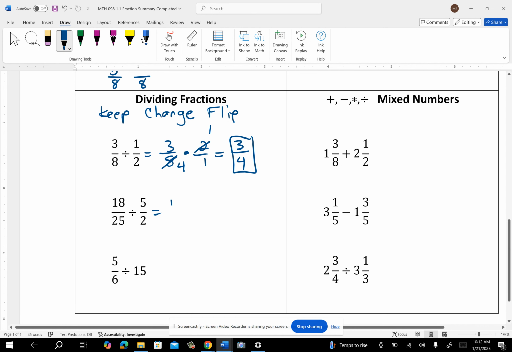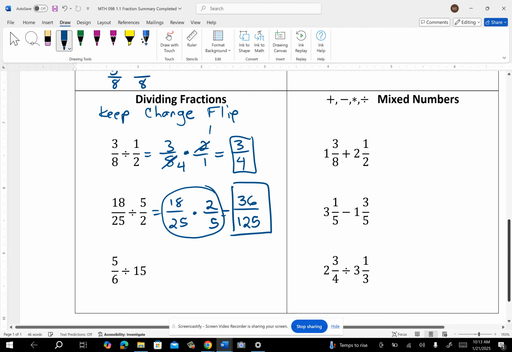Keep, change, flip. Then notice that in the denominator, everything's just divisible by 5s. In the numerator, I can't divide by 5, so I would just multiply straight across and get 36 on top, and then 125 on the bottom. And I wouldn't waste time trying to simplify because I can tell from here that there are no common factors top and bottom. So this would be my final answer.